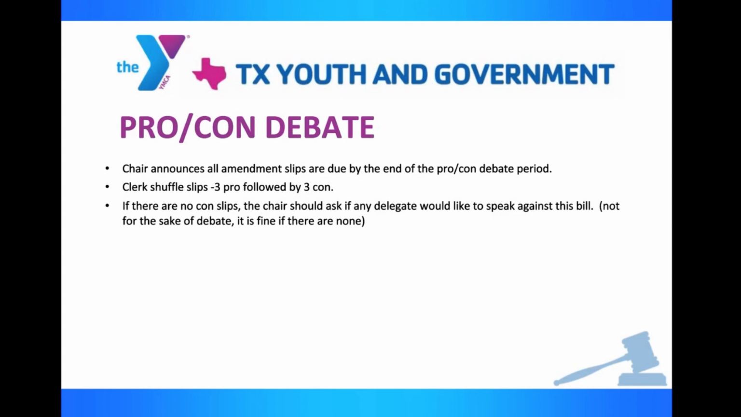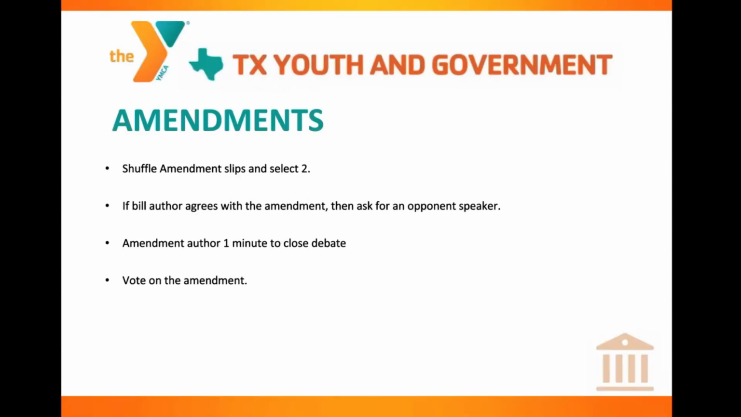If you start to run low on pro-con slips, have the delegates reuse them, using one for pro and one for con. The clerk will shuffle the amendment slips and select two. The clerk will read the amendment author name and the amendment. The author will come forward and has 60 seconds to speak on their amendment. The bill author will then be asked if they agree with the amendment.